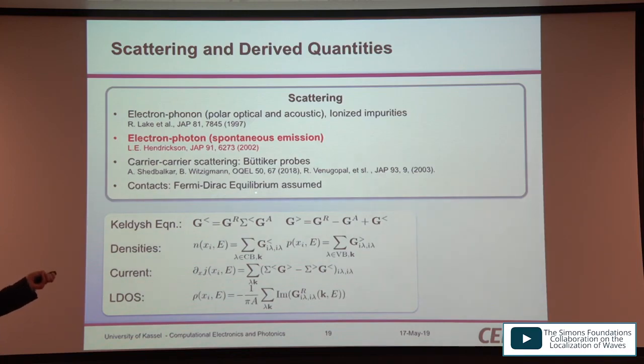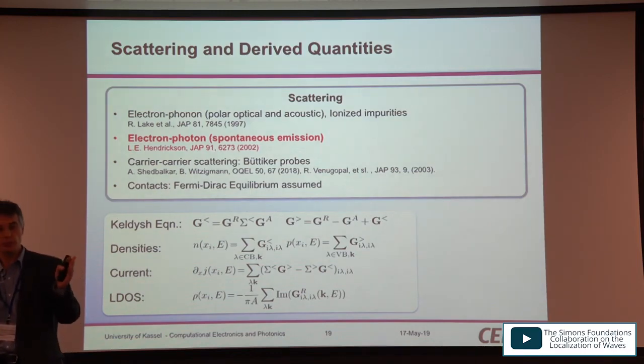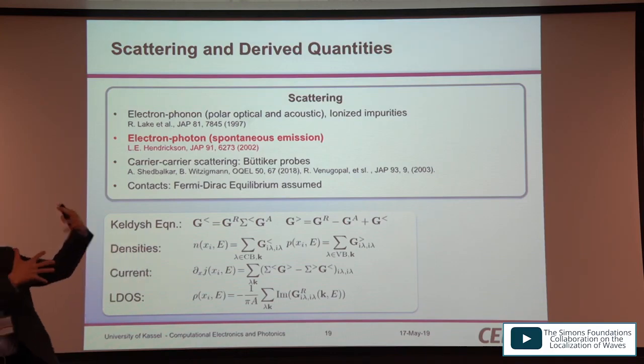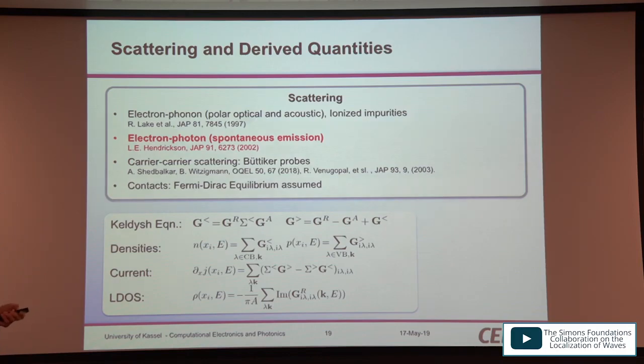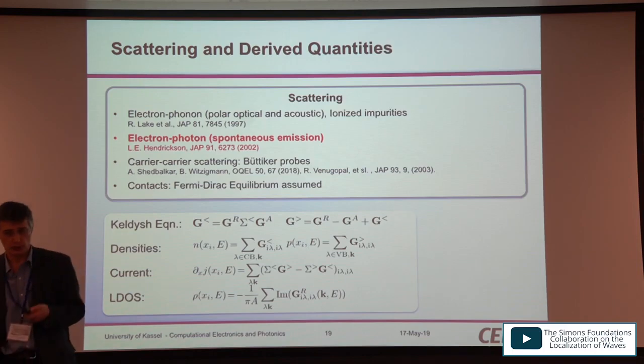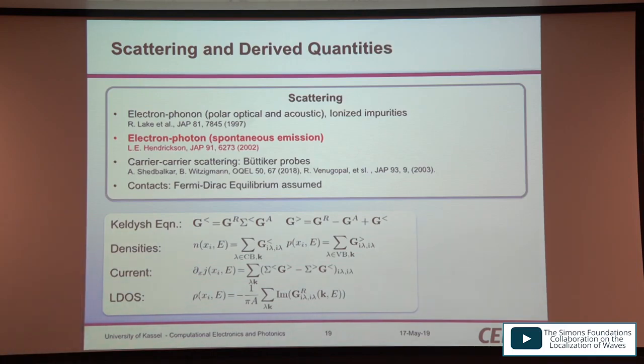Now, on the contacts, we assume equilibrium, so we inject carriers in equilibrium into the system, and then we just see what happens inside the device. These Green's functions, of course, are quantum mechanical properties. We can, although, derive classical properties by doing a summation, in essence an integration, over K-space. So we get the electron density, the hole density, we get the current, and we get the LDOS, the local density of states, out of this.